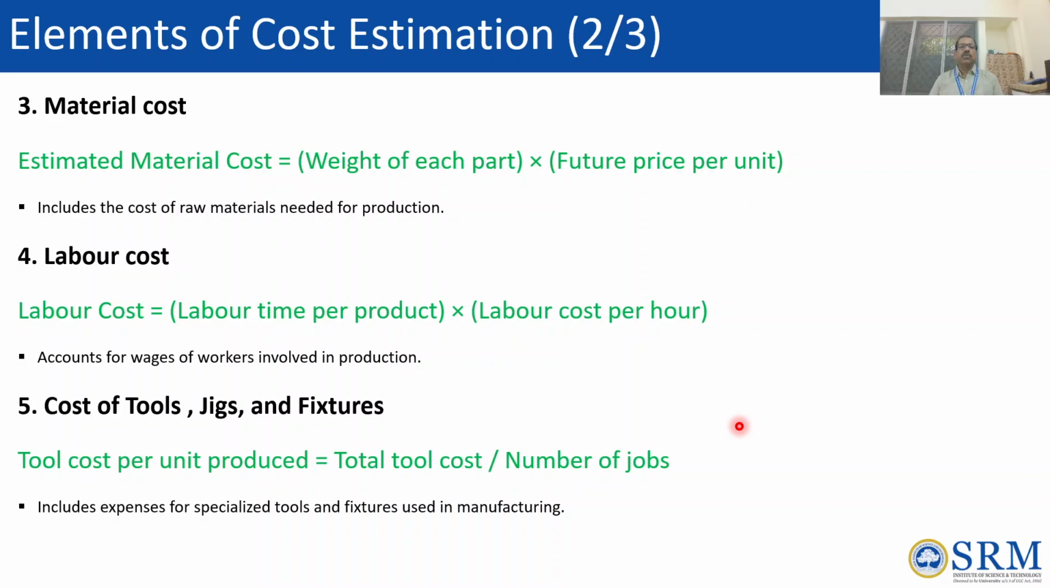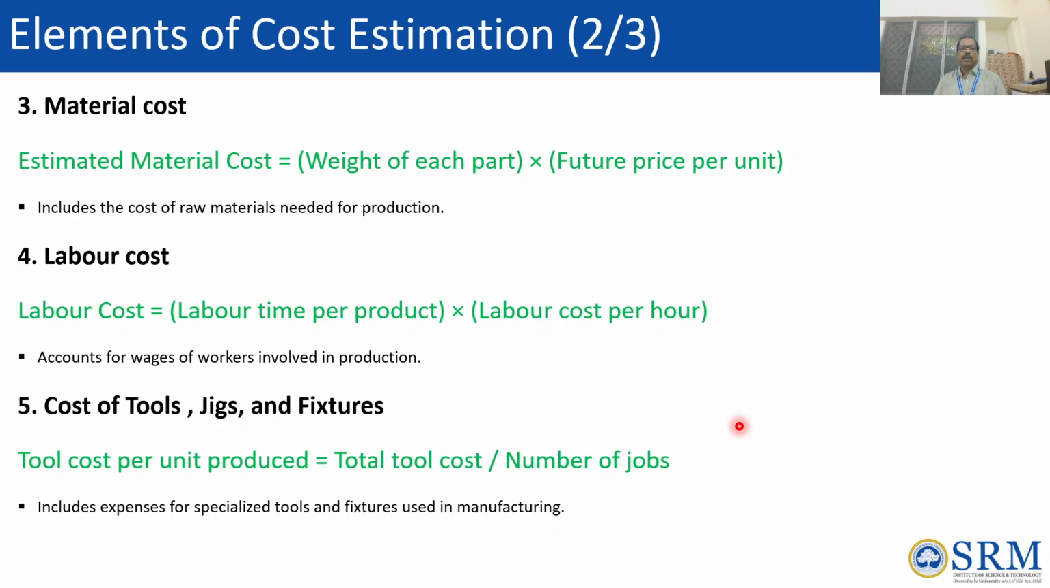Then cost for the tools, or cost for the jigs, cost for the fixtures, because when we put that under the machine, we have to prepare our holding device, tool holding device, machineries, equipments, and all, right? So tool cost per unit produced needs to be calculated. How can the tool cost per unit be produced? Total tool cost divided by number of jobs.